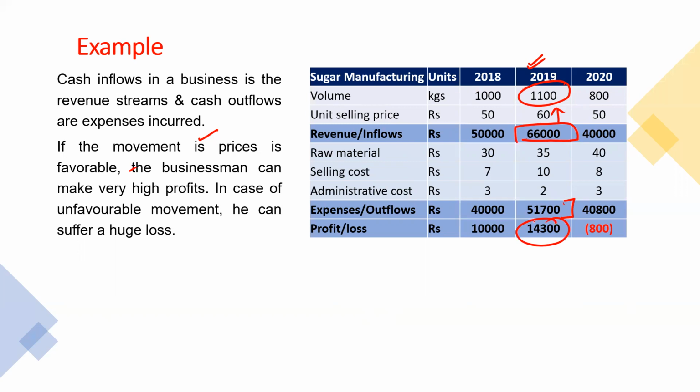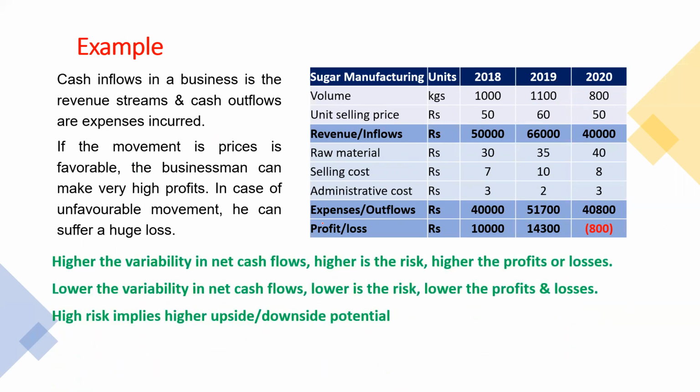So it can lead to very high profits also, or it can lead to loss when my price movement or other factors are not in my favor, right? So wherever there is high variability in your net cash flows, higher is the risk, higher the profits or the losses, right? Lower the variability in your net cash flows, lower is the risk, lower is the profit or losses. So high risk means high upside or high downside potential. There will always be this risk that it may lead to very high profits, or you may suffer huge losses.